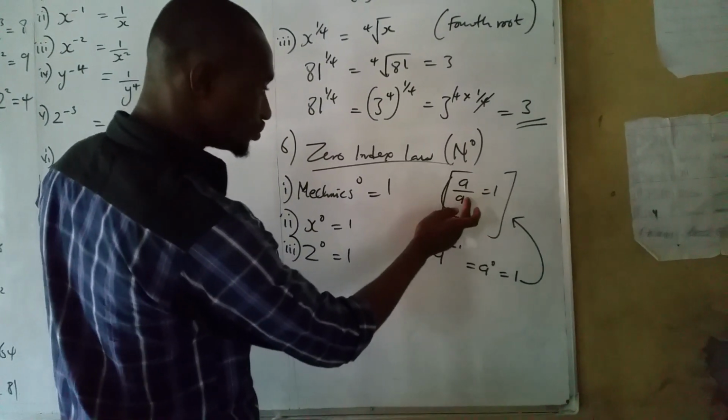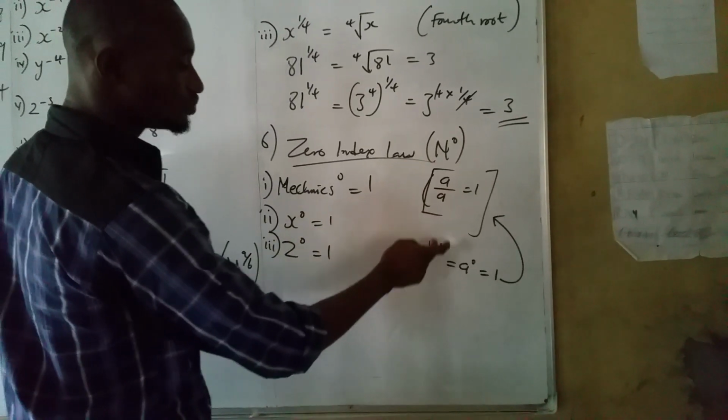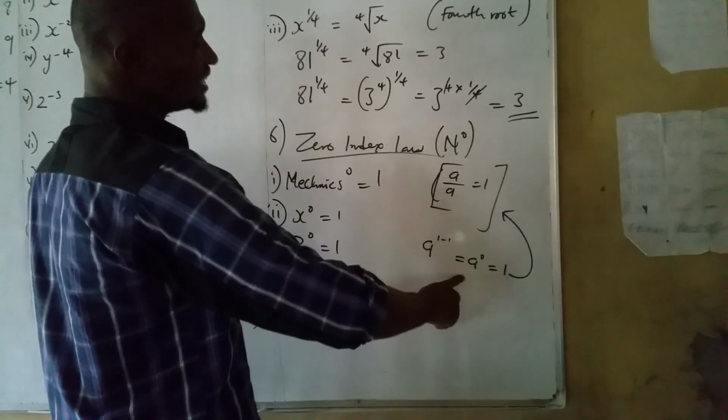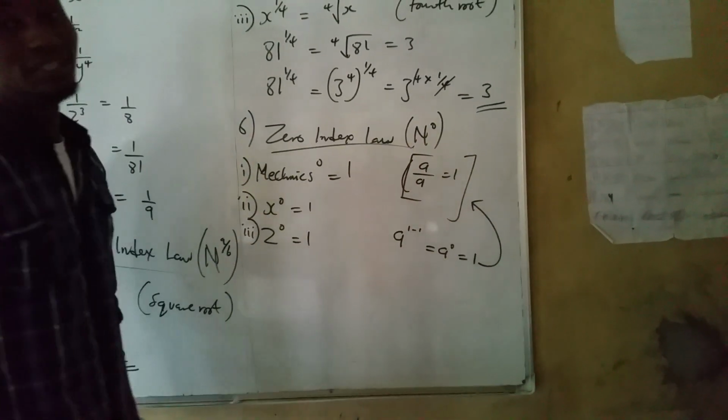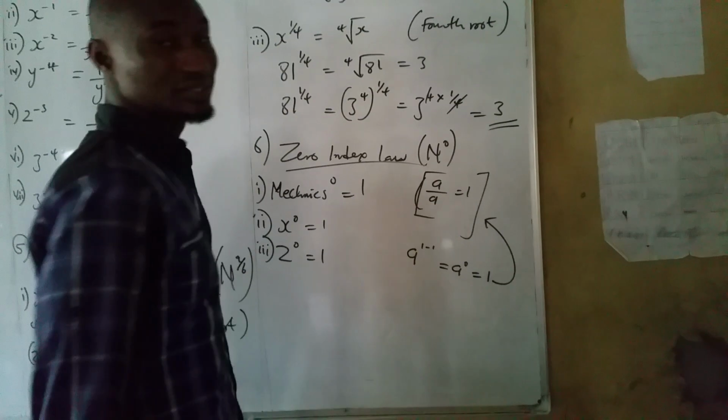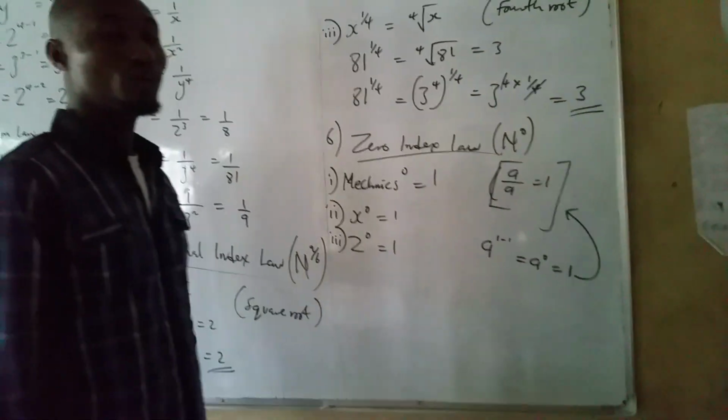Now, if you want to solve this using the division law, it's going to be A raised to power 1 minus 1, to give you A raised to power what? 0, which is equal to what? 1. The same 1 will be taken here. You get? So that is that for the laws of indices.